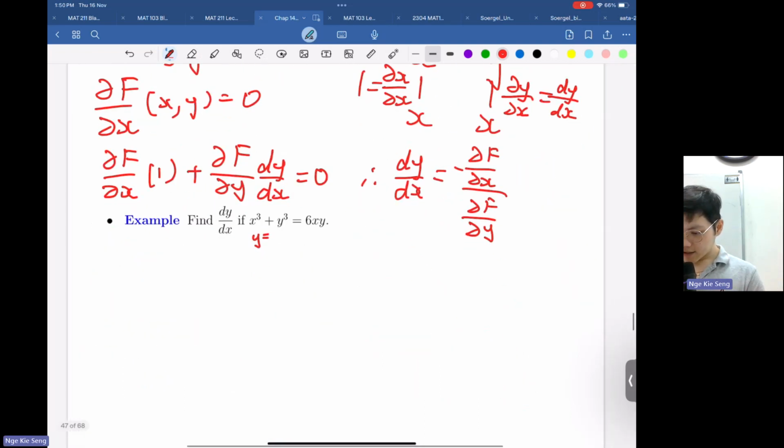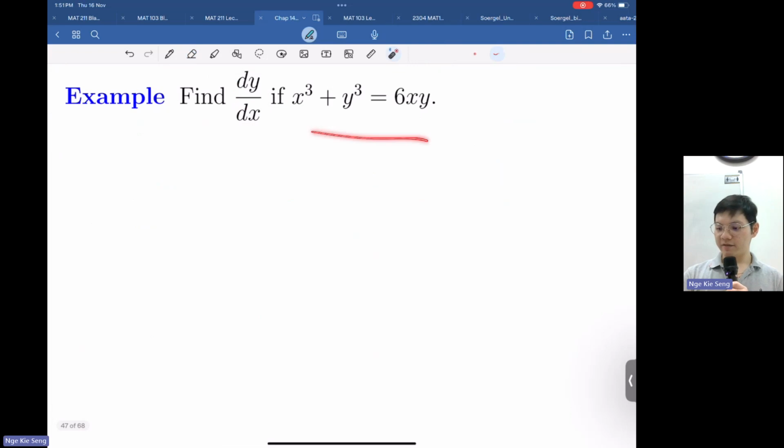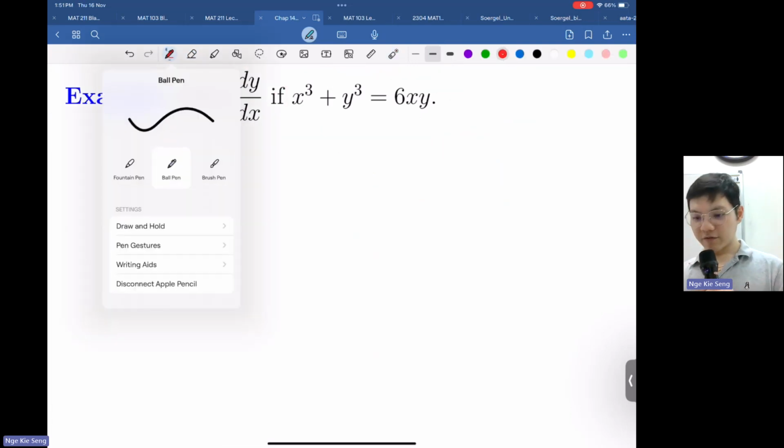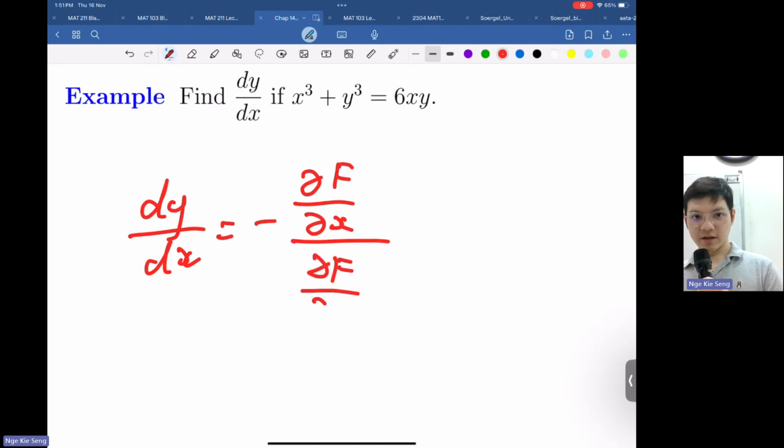So let's apply this formula here. For example, we have this implicit function here. We want to find dy dx. So we use the formula. The formula just now tells us that dy dx is equal to minus del f over del x over del f over del y.